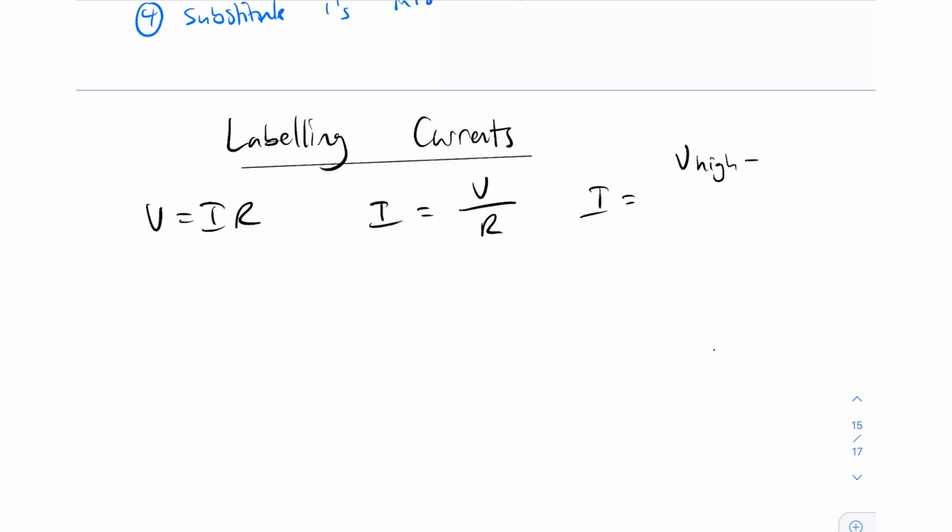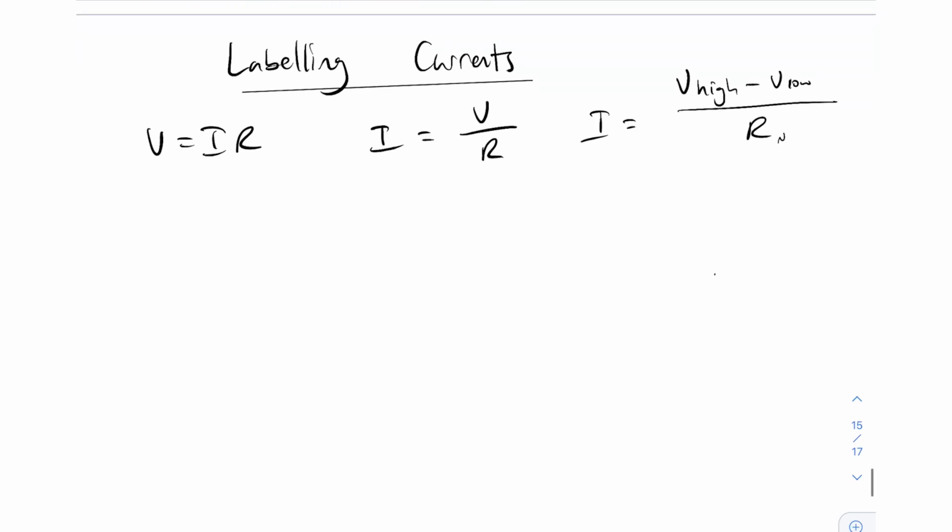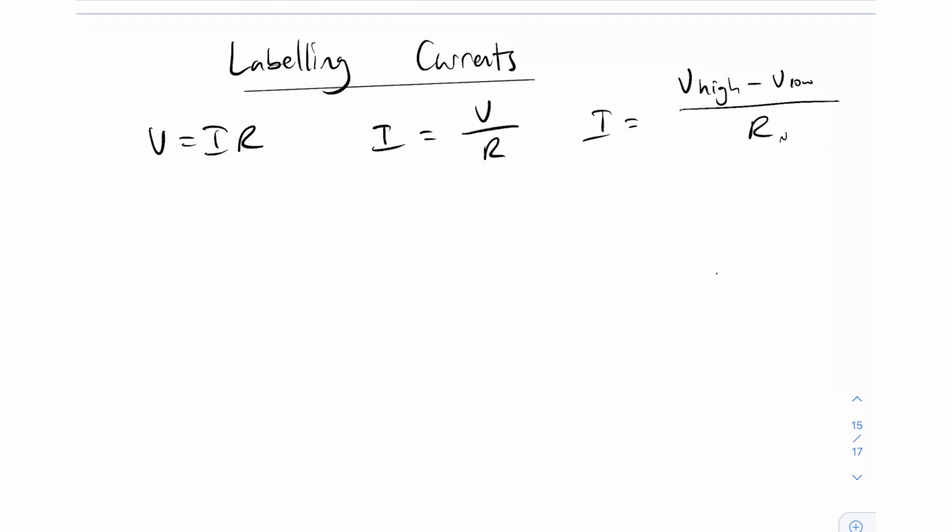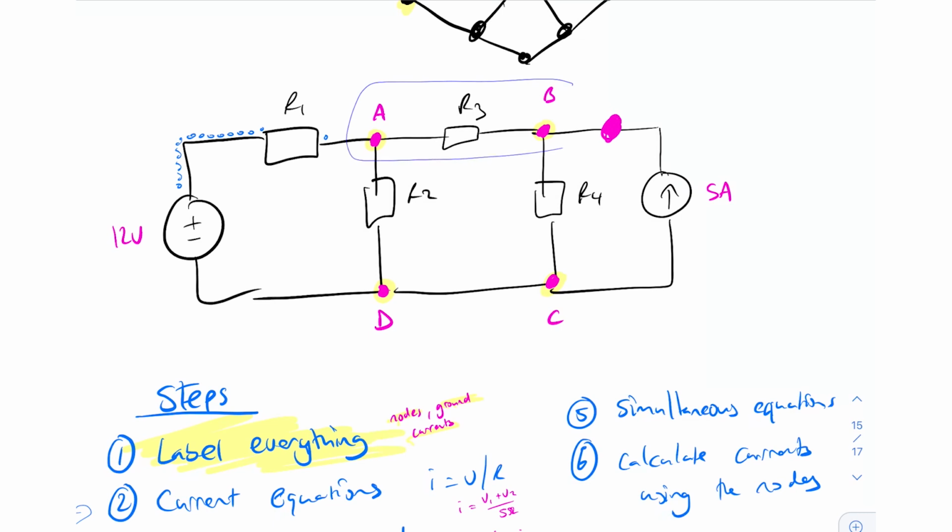And again, I'll go into this in more detail when we do the example. Minus the voltage low, all of that divided by the resistor value, resistor N, whatever the resistor is. Now, when it comes to choosing which voltage is high and which voltage is low, this is another important point which gets confusing. So let's just put voltage high versus low. Let's take here and copy it.